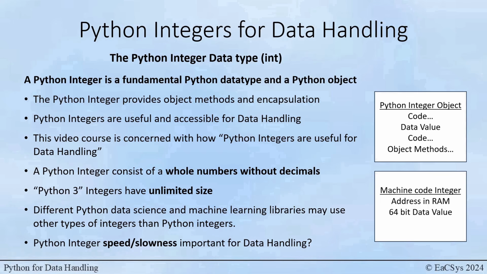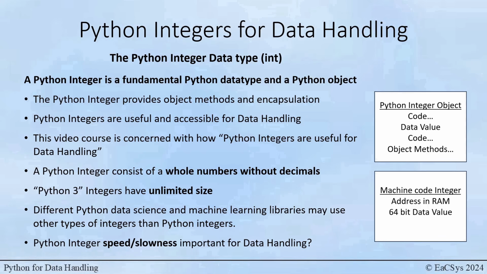The Python integer is different from this in that it provides object methods and encapsulation, a piece of code protecting the integer number data value from being accidentally overwritten. Python integers are therefore useful and accessible from a data handling viewpoint. And as we in this video aim at data handling rather than object orientation, we will not study the details of object orientation with Python integers, but study how Python integers are useful for data handling purposes.